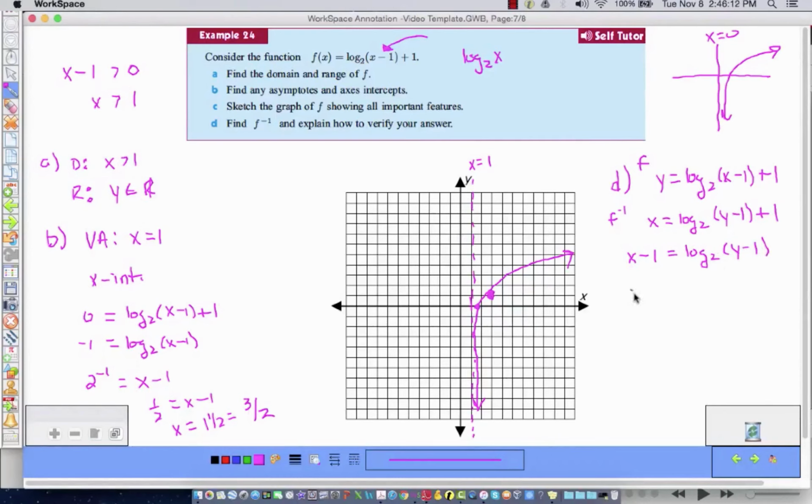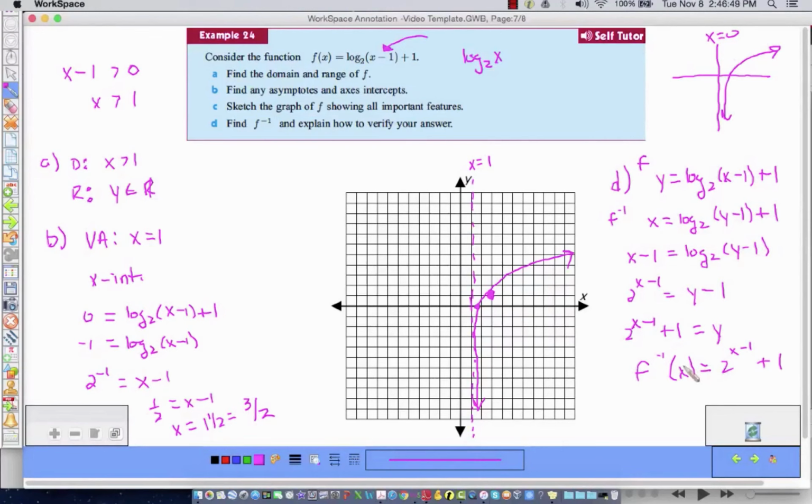We're going to go exponential. 2 to the x minus 1 is equal to y minus 1. So 2 to the x minus 1, add 1 to both sides, plus 1 equals y. So our inverse function is equal to 2 to the (x minus 1) plus 1. Okay, and that looks, if you think about it, here's my base, here's my logarithm, or my argument, I should say. So it all works out nicely.